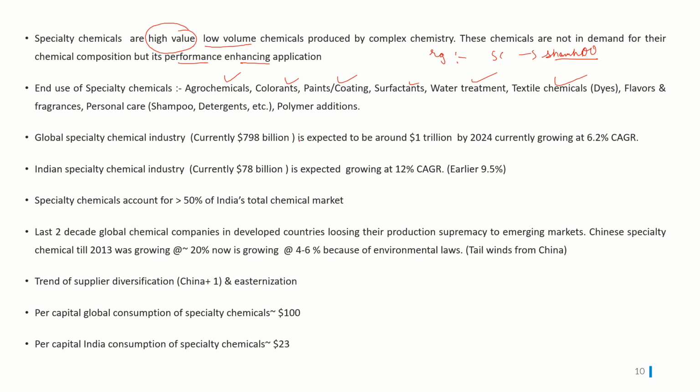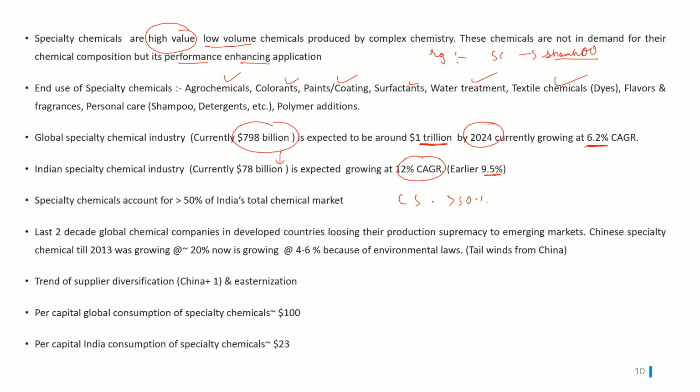The global specialty chemical market, currently valued around $800 billion, is expected to reach $1 trillion by 2024. That is, it is expected to grow around 6%. The Indian specialty chemical market, that is 10% of the global specialty chemical market, is growing around 12%. Earlier it was growing around 10%. Now the growth rate has increased. So India is growing twice the world, right? And of the entire chemical sector of India, more than 50% is specialty chemical.